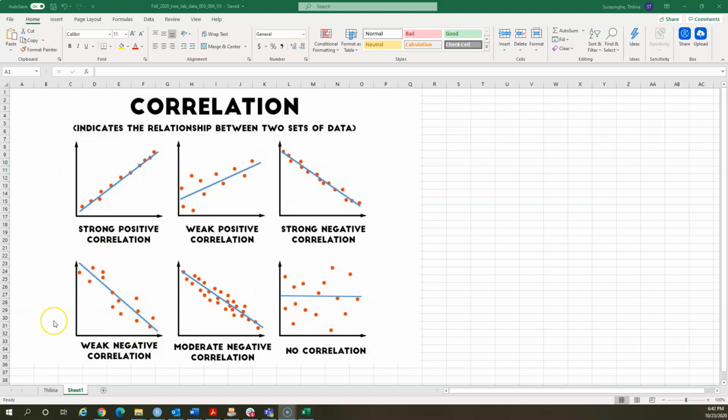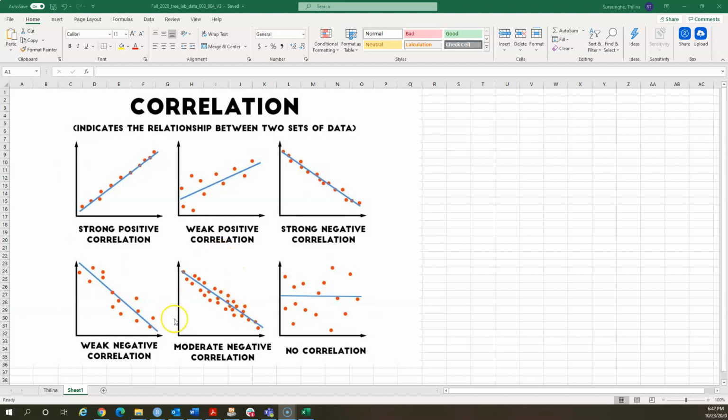Over here, we are looking at a weak negative correlation. Why negative? When x increases, y declines. Why weak? Because the data points don't perfectly align, right? So as a result, it's a weak negative correlation. Since it's weak, your correlation coefficient is going to be further away from 1.